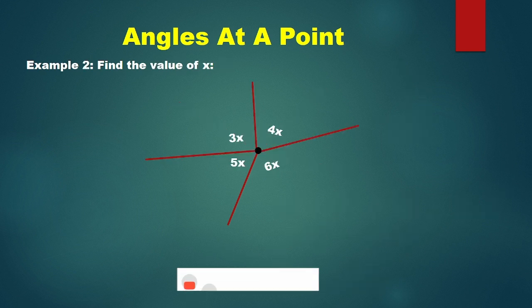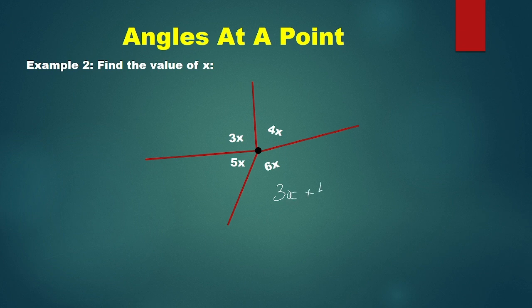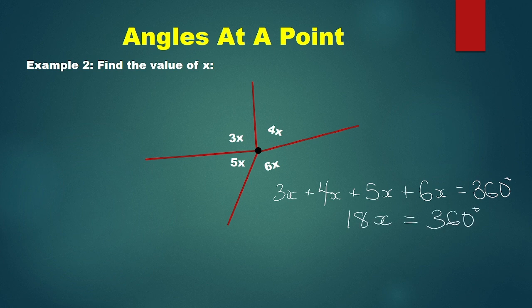Another example. Here we are told to find the value of x. Now, this type of question will lead to what is called an equation. That is, if I add up all the different angles, 3x plus 4x plus 5x plus 6x, it will all give me 360 degrees. So 3x plus 4x is 7x, 7x plus 5x is 12x, and 12x plus 6x is 18x. So 18x will simply be equal to 360 degrees.